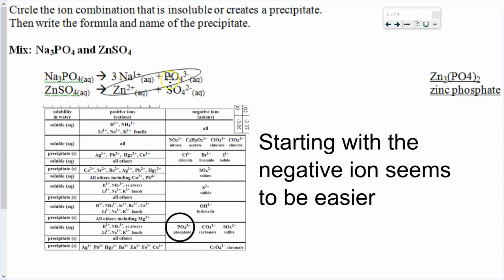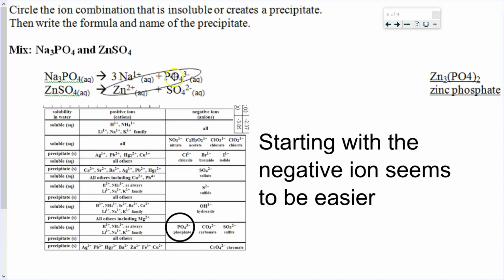Zinc phosphate. Same thing. We trace down the negative ions first. Phosphate's circled for us. Okay. Then we trace left. I don't see zinc anywhere, but again, we have this statement that says "all others." So if we don't see it, the zinc must be a part of that "all others." We trace further left across that line, and we see that it should make a precipitate. So in this first example, zinc phosphate, that combination is going to give us a precipitate.